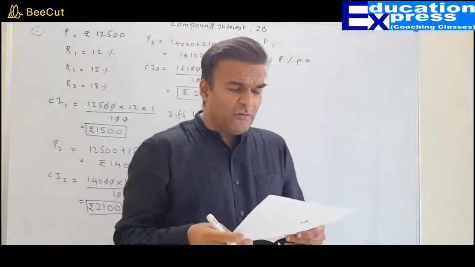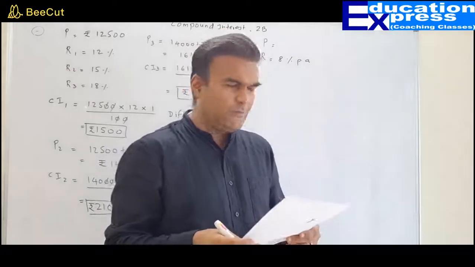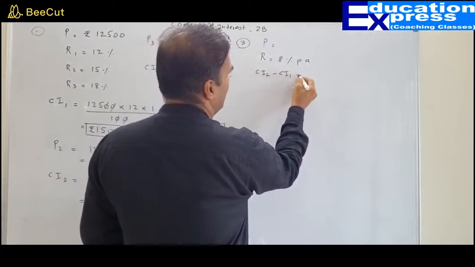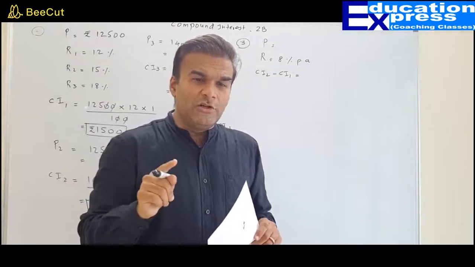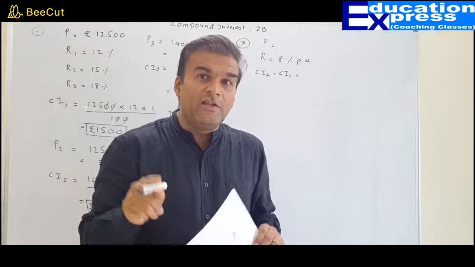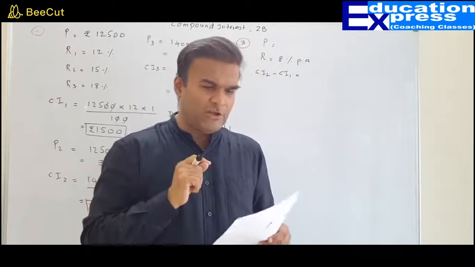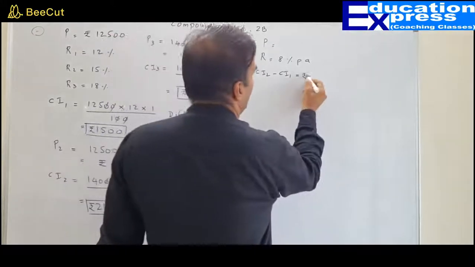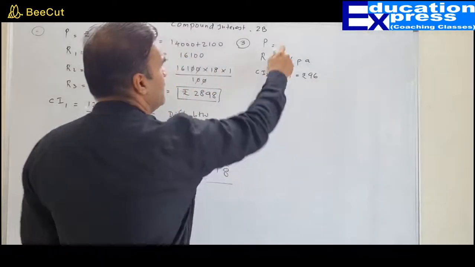If the interest for the second year exceeds that for the first year. What they meant to say is that the interest earned in the second year is more than the interest earned in the first year. By how much? By rupees 96. So they want to find the sum of money.